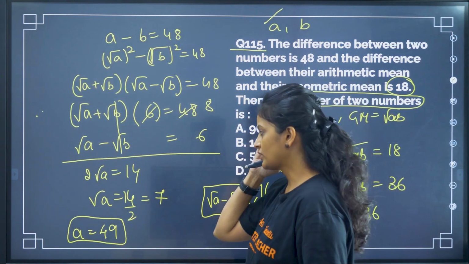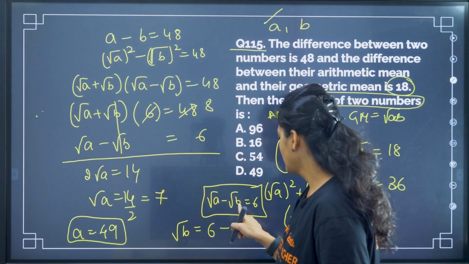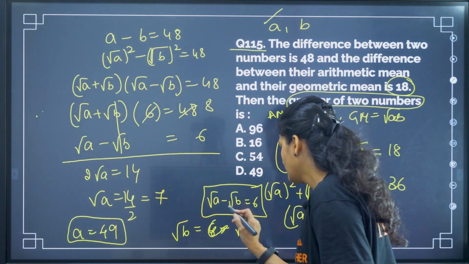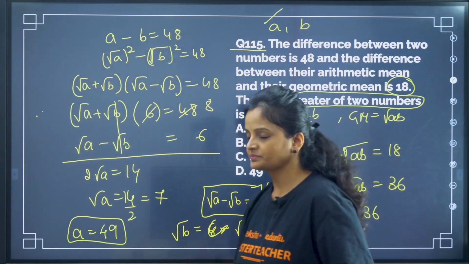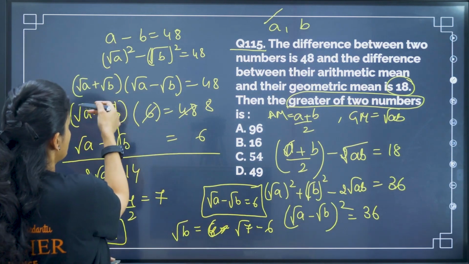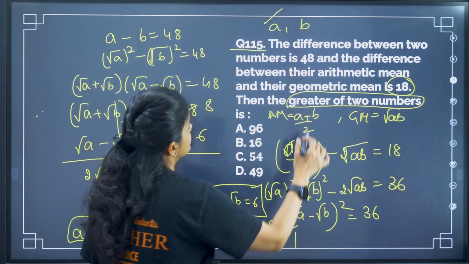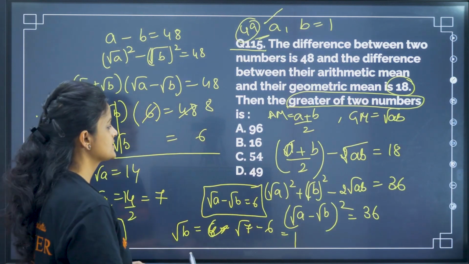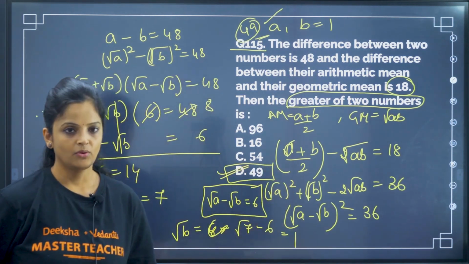If that is 49, let's see. Root B will be equal to 6 minus root A, that is root A minus 6. So root A will be 7, so 7 minus 6, isn't it? If I take that and substitute in any one equation, root A plus root B is equal to 8. So root B will be equal to 1, right? So the B value is 1, the A value is 49. So which one is greater? 49 is greater, and the greater value is sitting in option D. So that is your answer.